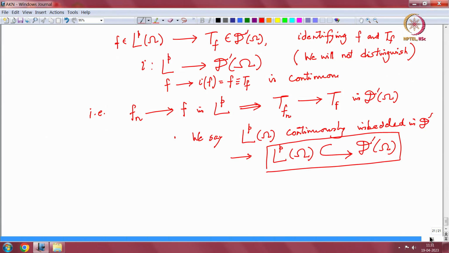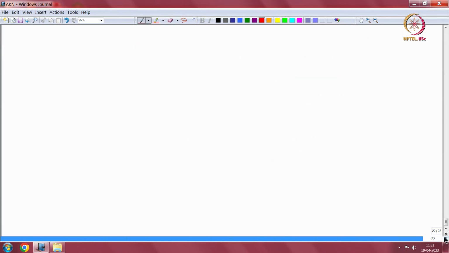So, let us go now to another interesting example, a new example. What is it? My example of a Dirac delta. With this example, I will be able to stop. Example: Dirac delta.